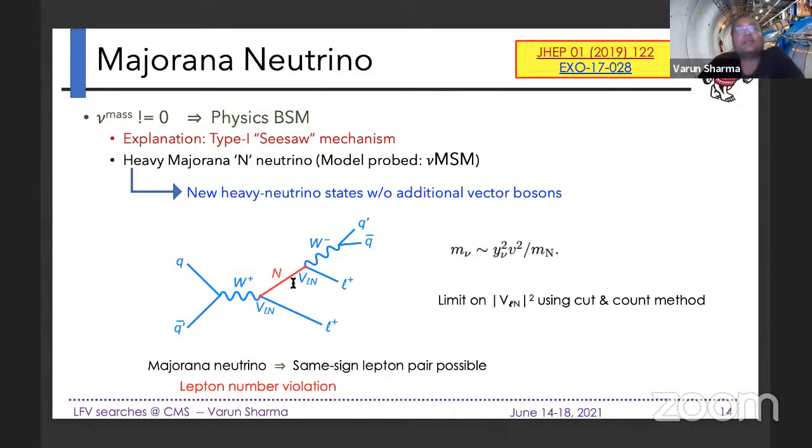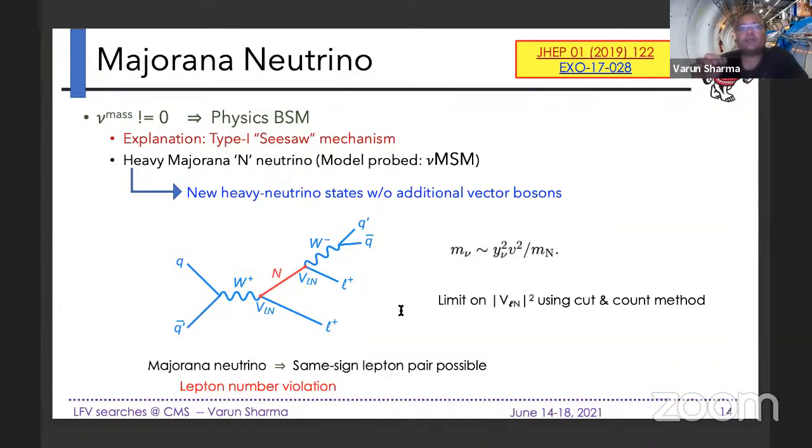And in this search, this Feynman diagram is considered. If you see here, a W plus decays to a heavy neutrino and a lepton, which further decays to a W and a lepton. So there can be different final states, but the advantage of this particular channel is that we have two same sign leptons produced in this final state along with two jets. This helps us restrict the background, because very few backgrounds will have same sign leptons in the final state.